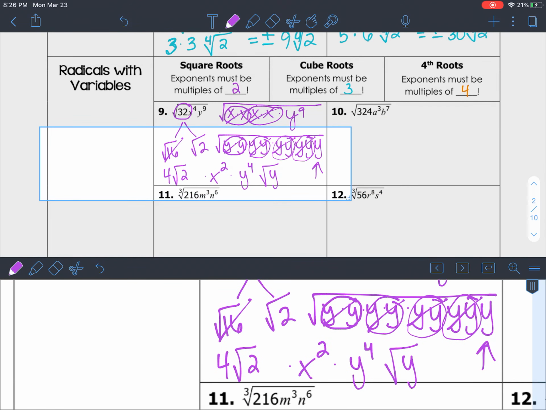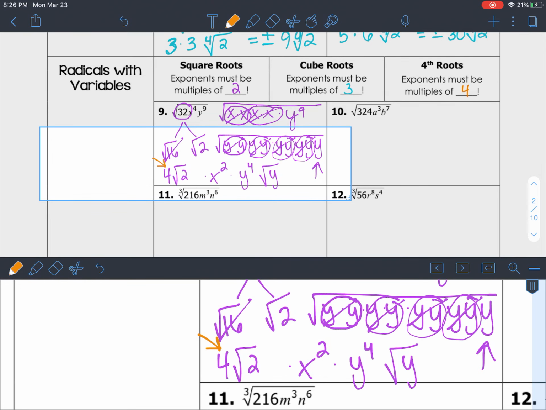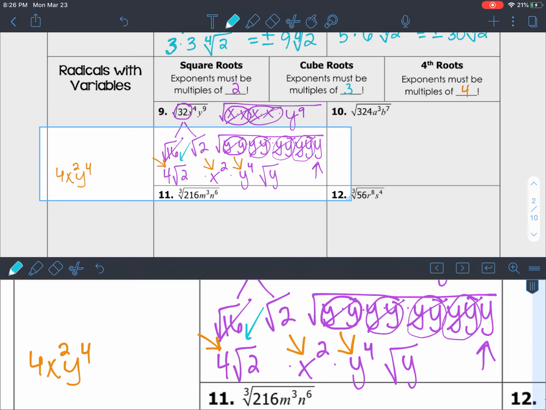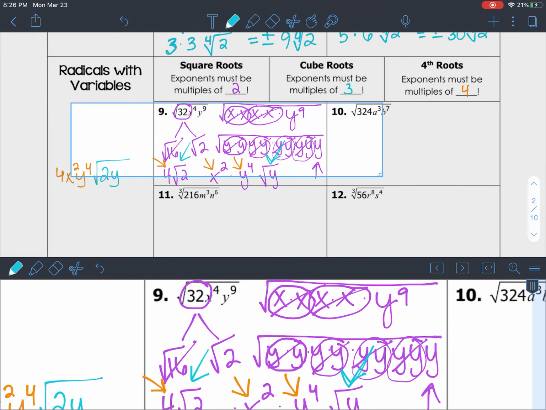So if we talk about how we can simplify something such as this, we need to look at what's on the outside. This 4 is on the outside. The x squared doesn't have a radical, and neither does the y to the 4th. So I'm going to have 4x squared y to the 4th on the outside, and on the inside I still have this radical 2 and this radical y. So on the inside we have 2y. Again, I just looked at how many pairs of x's I had.